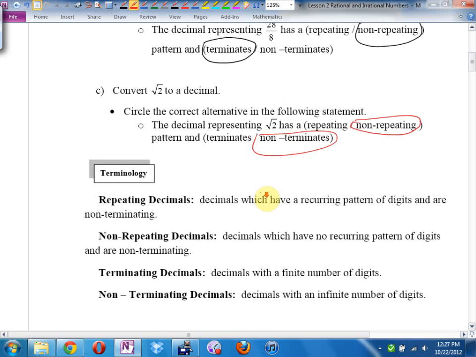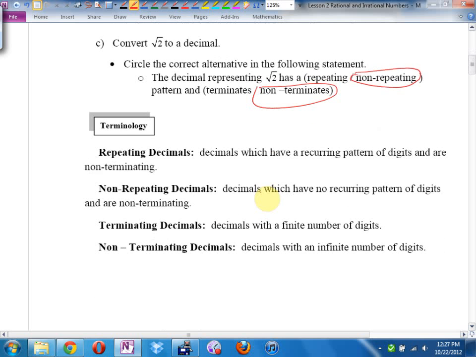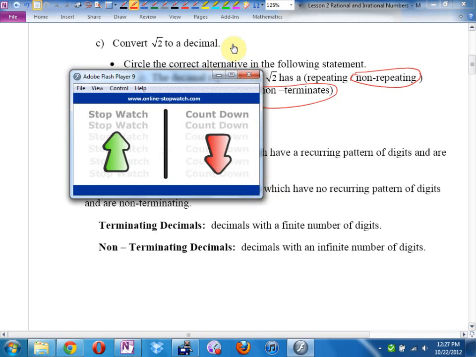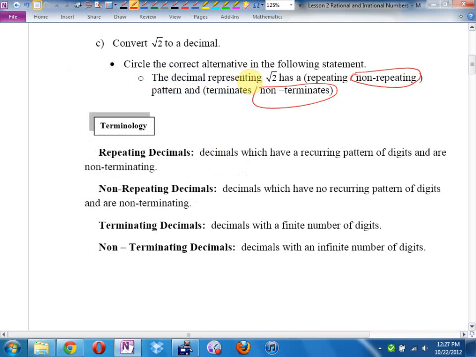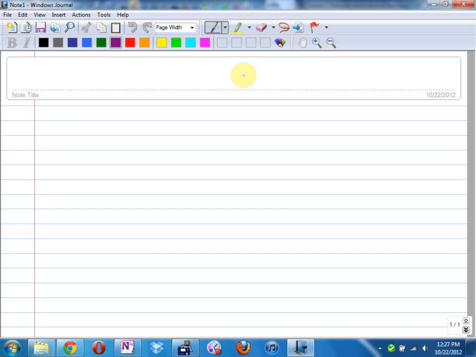Okay, so here's our terminology. This you need to know. We're going to use these words. Repeating decimals. These are decimals which have a recurring pattern of digits and are non-terminating, don't end. There's a pattern, but the pattern isn't just any pattern. It's the same group of numbers repeating over and over. Let me give you an example. This is not a repeating decimal.